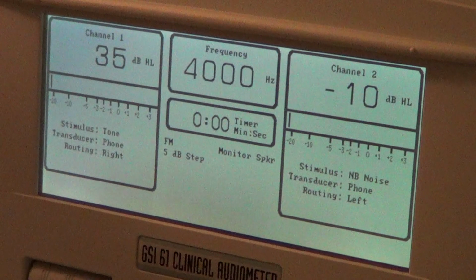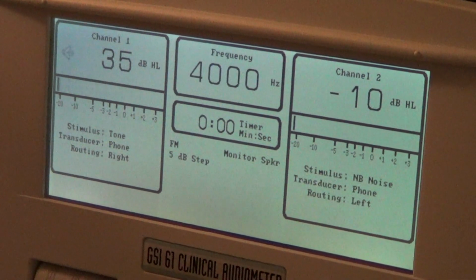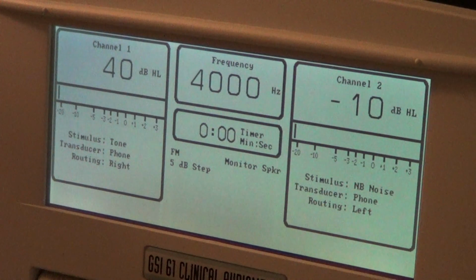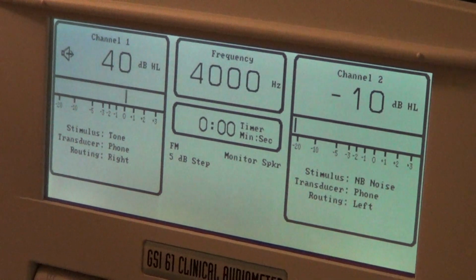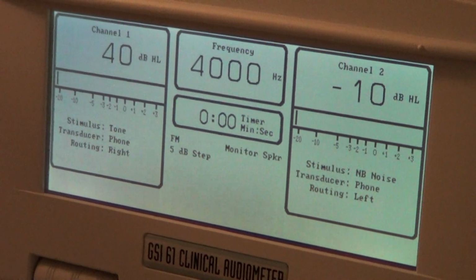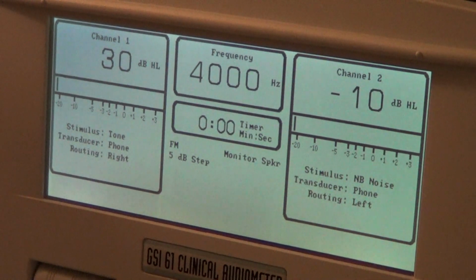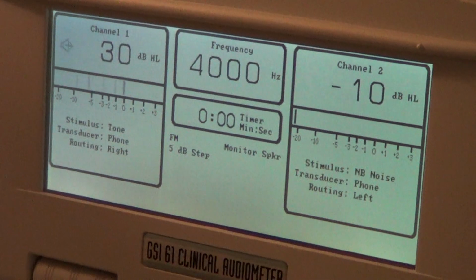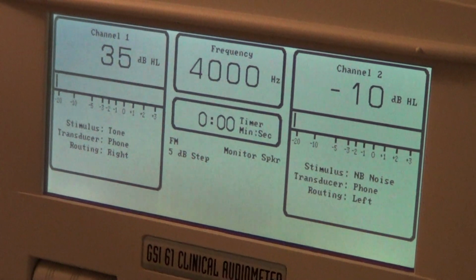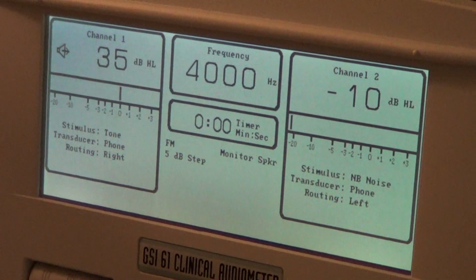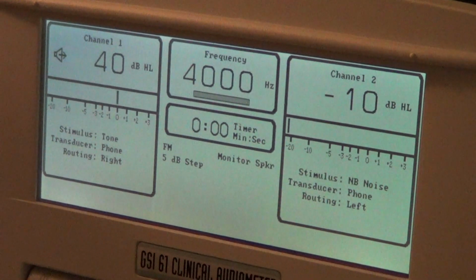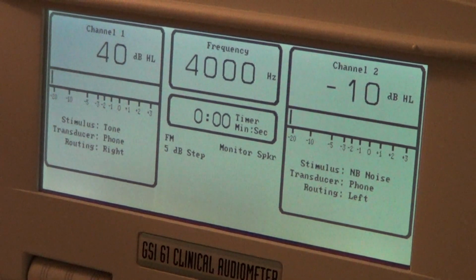One thing you have to be careful of when you're doing the testing is that you don't get into a pattern. It's okay to have a pattern if the patient's not hearing it, but if the patient is responding, you don't want them to be able to guess at hearing the tone. And there's threshold.